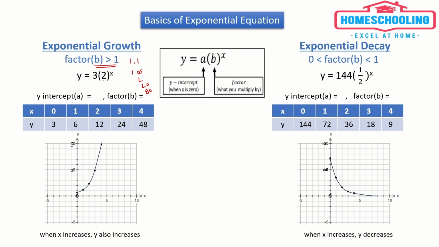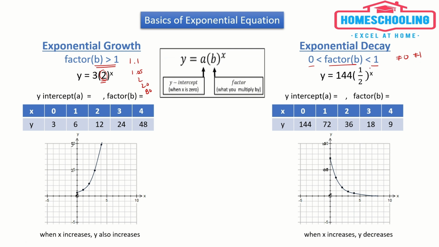If the factor is greater than 1, then we will have an exponential growth graph here. As we can see here, our factor b is 2, that is greater than 1, so we are getting an exponential growth graph. But when the factor is between 0 and 1, always remember it should not be equal to 0 and it should not be equal to 1. It should be between 0 and 1.